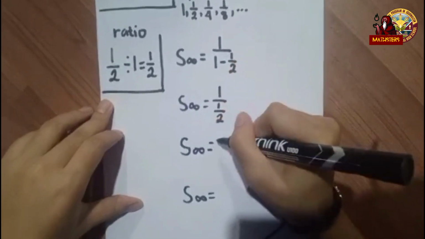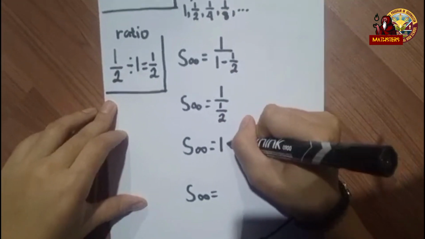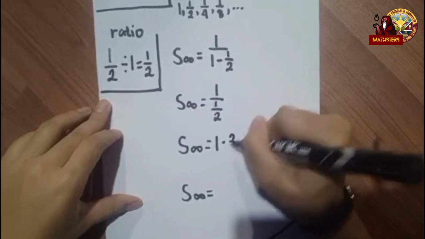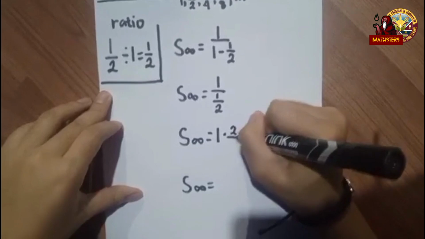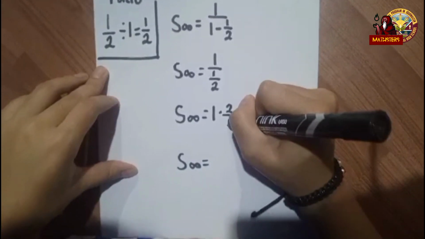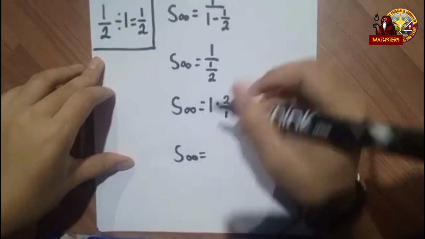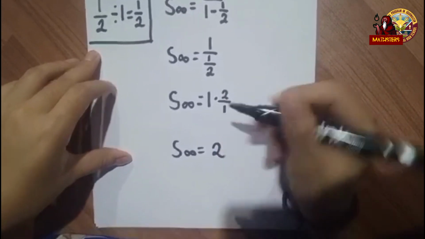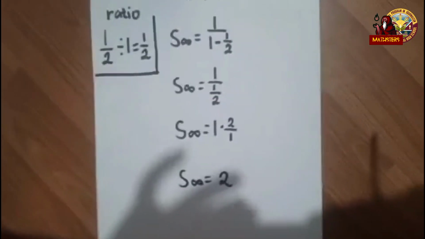We will write 1 over 1/2, but in order to solve this, we need to get the reciprocal. Babaliktarin ulit natin ang 1/2 at magiging 2 over 1 na ito. Multiply 1 to 2 over 1 and we get the answer na 2. And that is how you are going to solve for infinite geometric series.